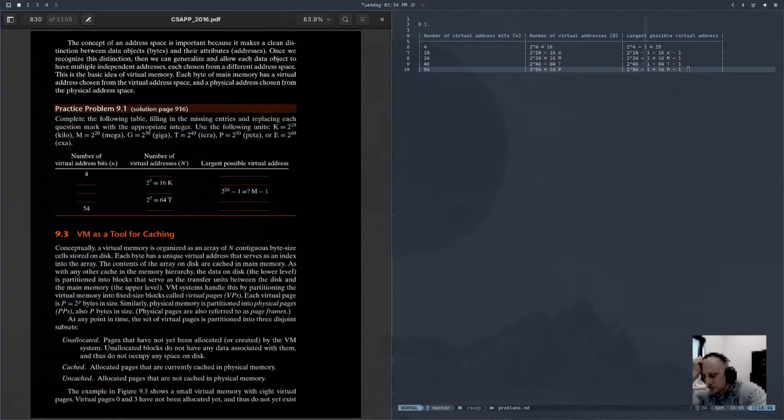The contents of the array on disk are cached in main memory. As with any other cache in the memory hierarchy, the data on disk, the lower level, is partitioned into blocks that serve as the transfer units between the disk and the main memory at the upper level. VM systems handle this by partitioning the virtual memory into fixed size blocks called virtual pages.